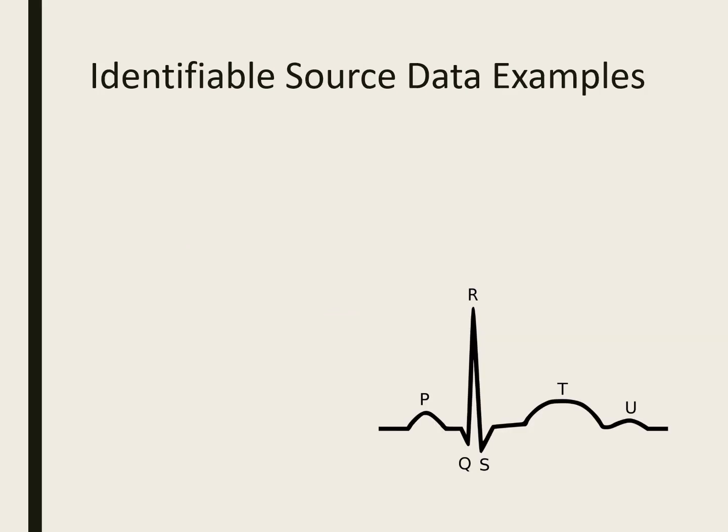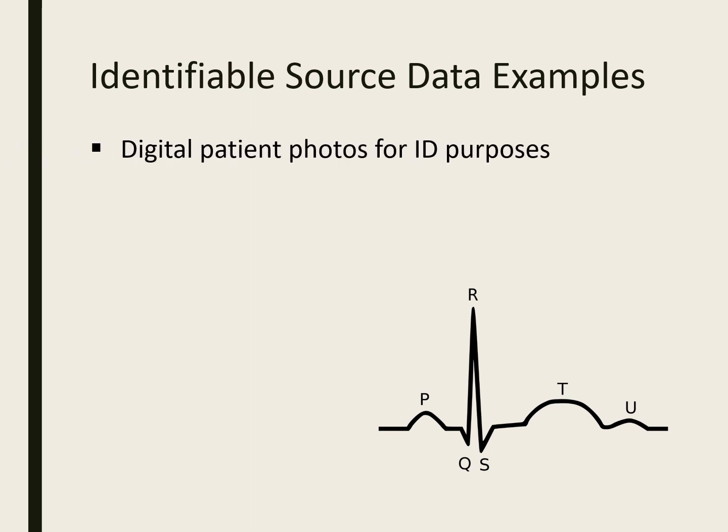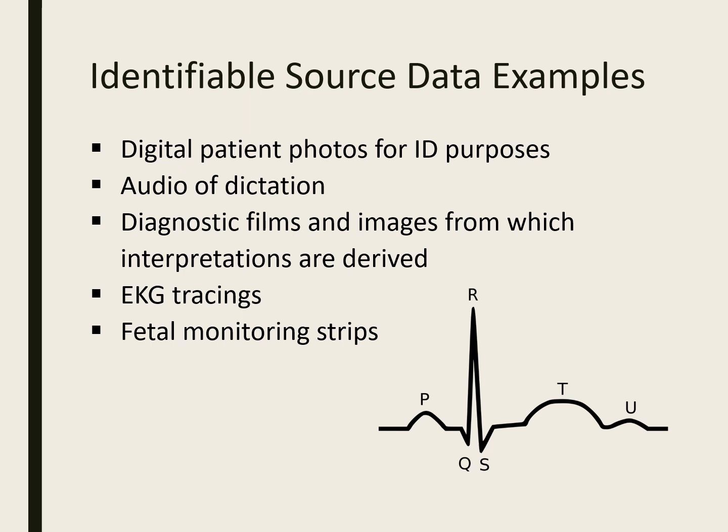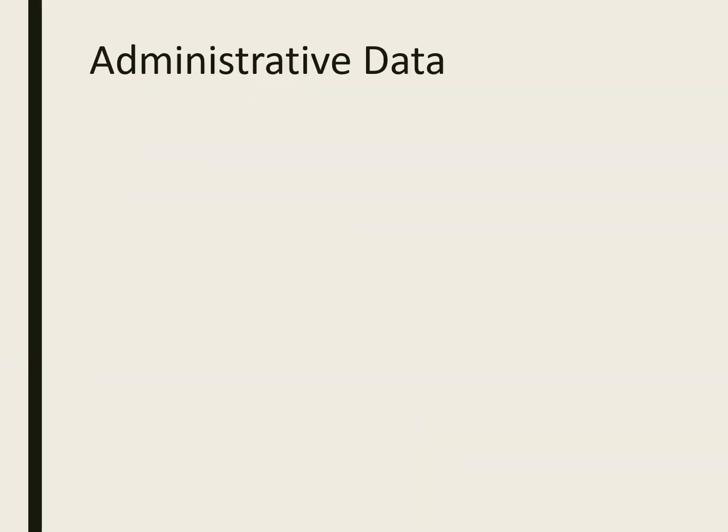Some examples of identifiable source data include digital patient photos for ID purposes, audio of dictation, diagnostic films and images from which interpretations are derived, EKG tracings, fetal monitoring strips, and videos of procedure.